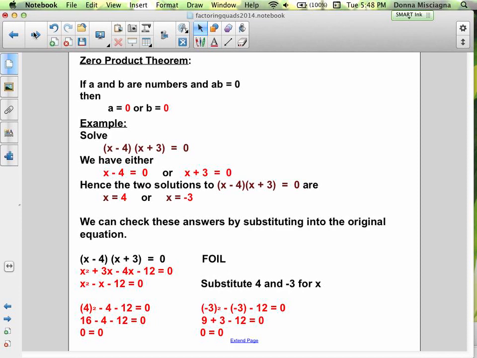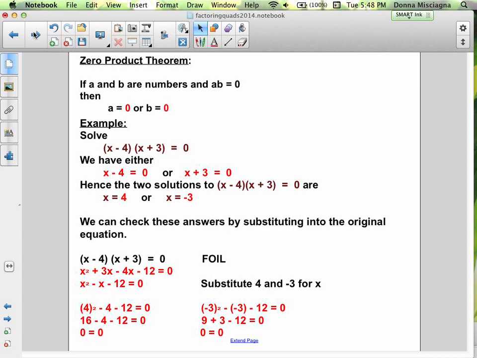We can check that equation that's already been factored by substituting into the original equation. Right? So the original equation was x minus 4 times x plus 3 equals 0. By the way, I could check them in the factored form. You don't actually have to check them in the unfactored form in the original equation. But I thought I would give us our original equation again.